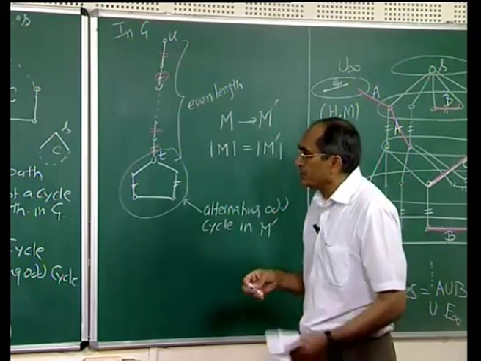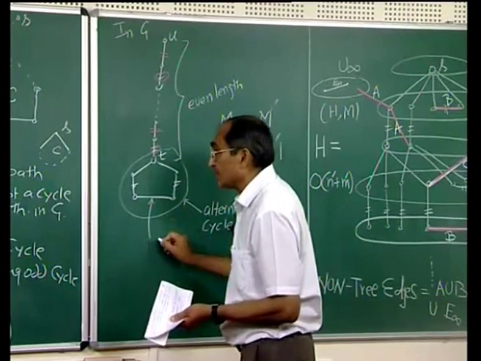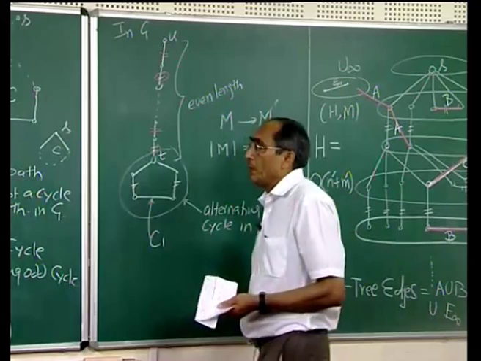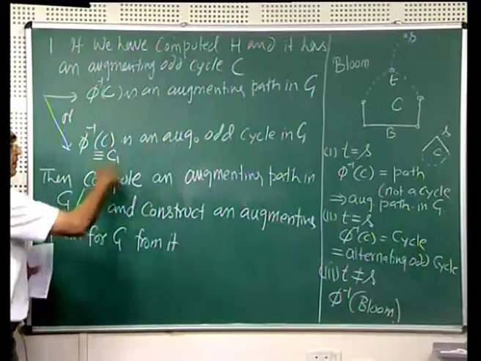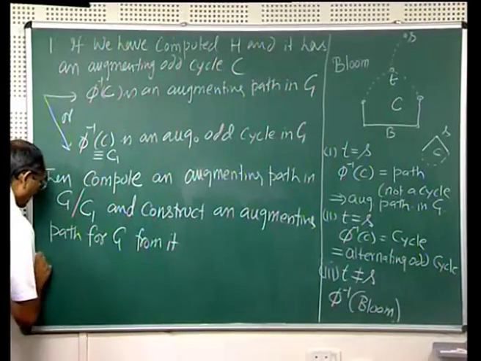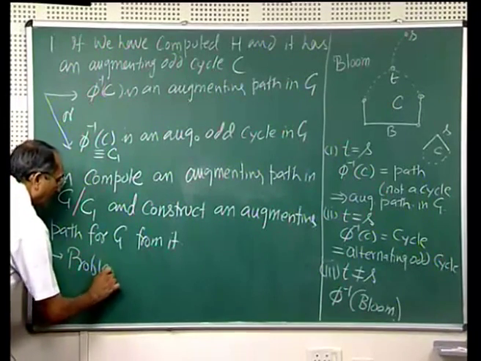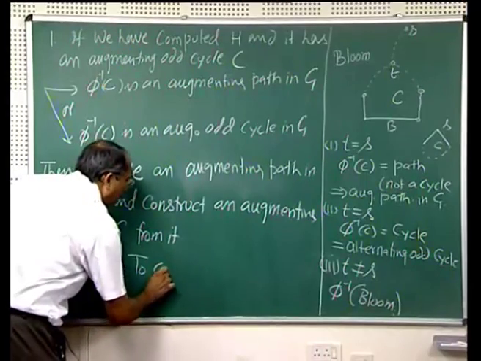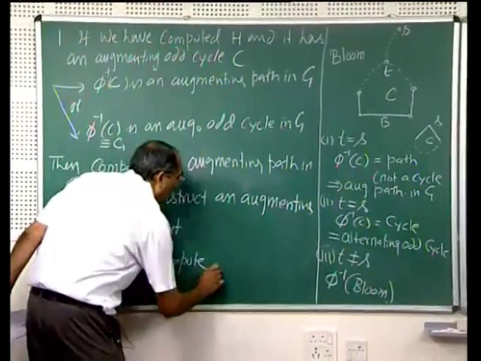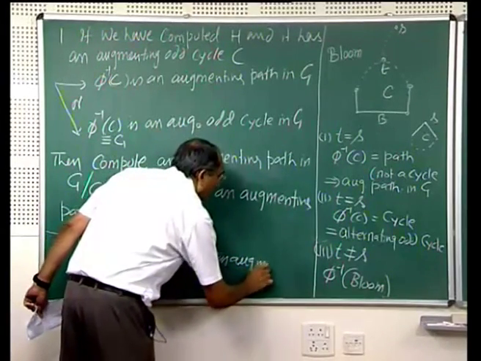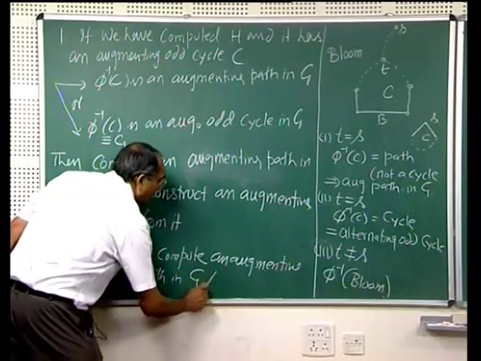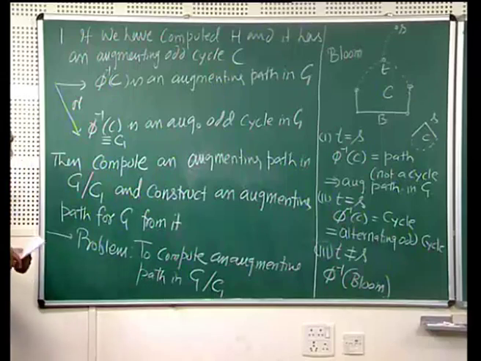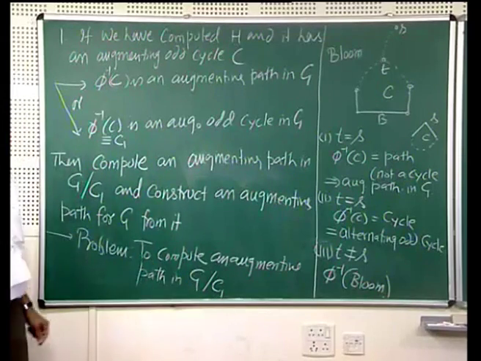Now, with this, call this C1, we have the following problem. Now, the problem is to compute an augmenting path in G modulo C1. So, we have reduced the original problem of computing an augmenting path in G into this problem.